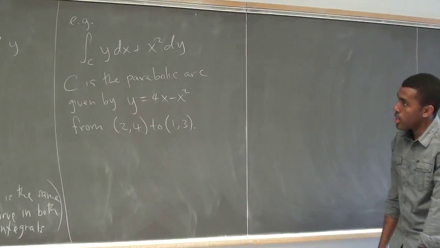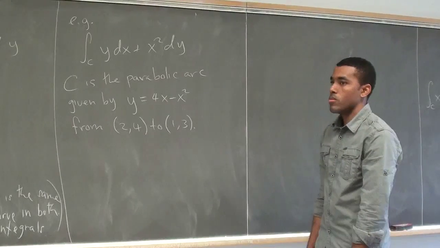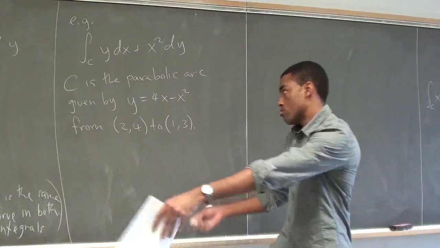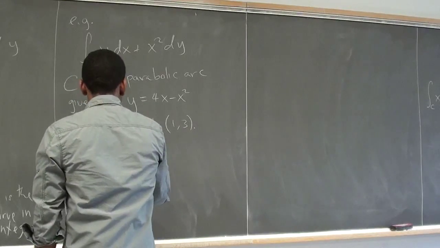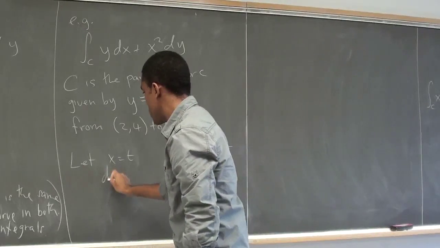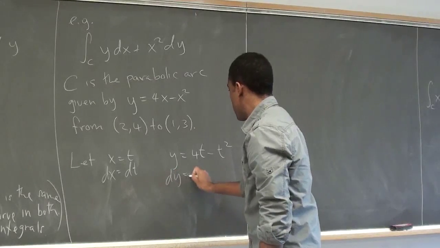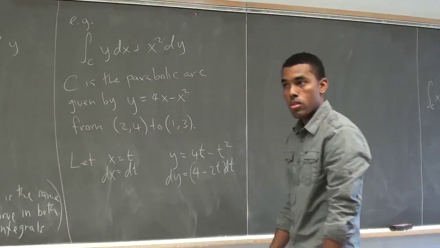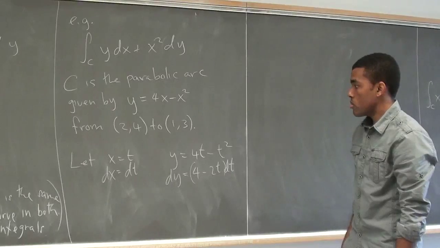So let's do that. How do you parameterize the parabolic arc? Yeah? So you have x is t, and you have y is equal to 4t minus t squared. Right, so let x equals t, y equals 4t minus t squared. This means your dx would be dt. This means your dy would be 4 minus 2t dt. Right?